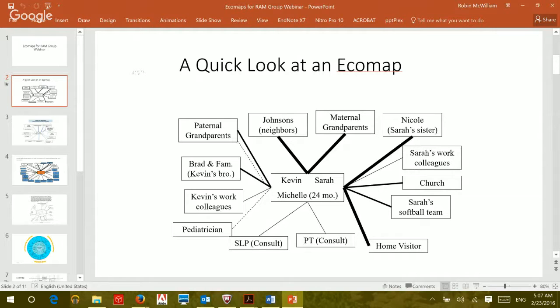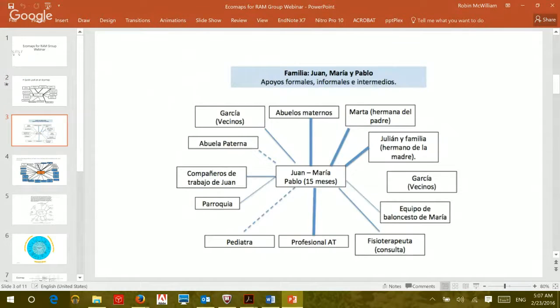We ask those questions to judge the thickness of the lines. So here you see that work colleagues is how it's mentioned in this Ecomap, with just thin lines, meaning they're there, but don't provide a lot of support. We usually now just use the word work so that we can include income as part of the support, which is actually quite controversial in the United States.